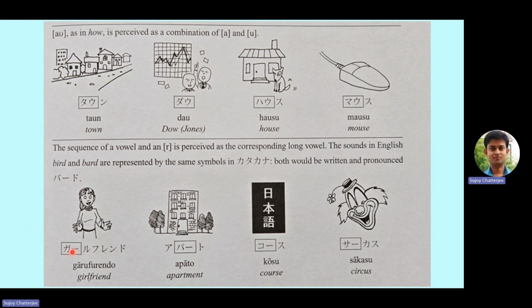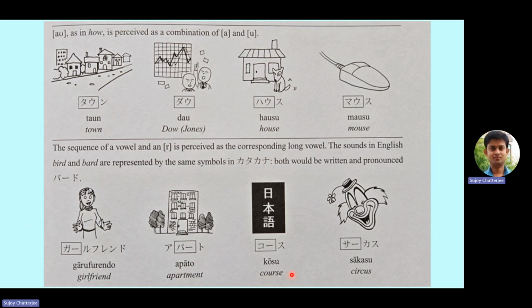This ru is for the L of girl, not for the R. R is replaced with this dash. So here the vowel is I and the R is here, so IR is replaced with this dash and ga is there. So garu furendo. Similarly, we have apartment. Apartment is called apato. Since there is R after the vowel A, this will be replaced with a horizontal bar and it will be apato. It will not be aparuto, and it will not be garuru furendo, but garu furendo and apato.